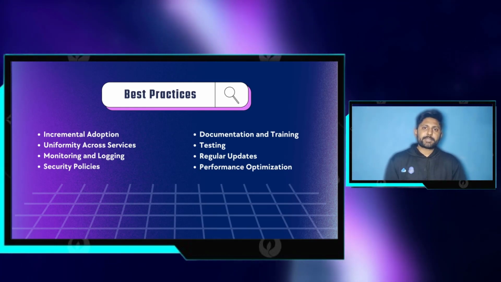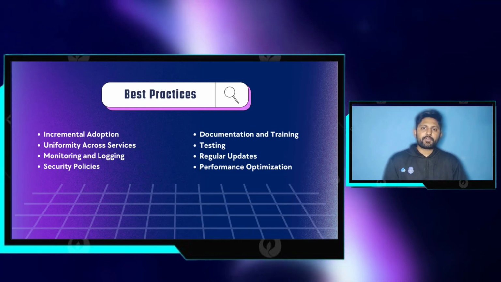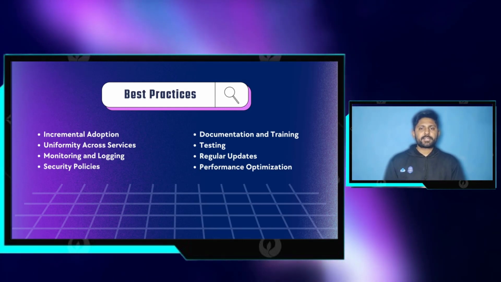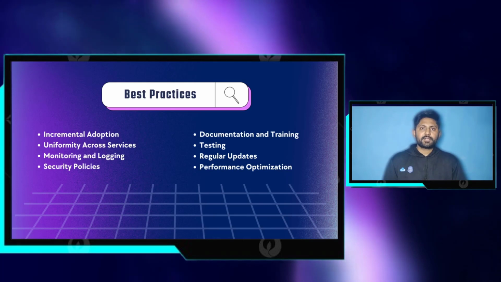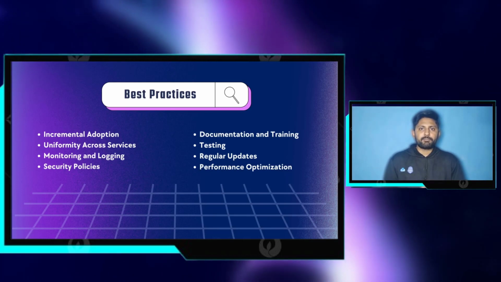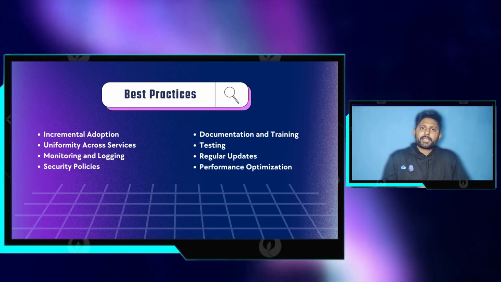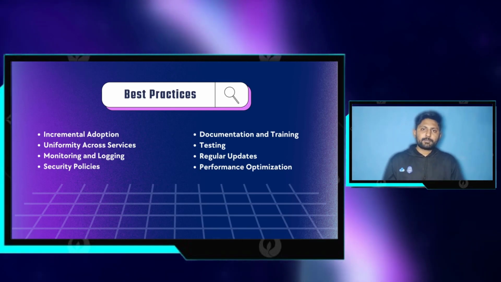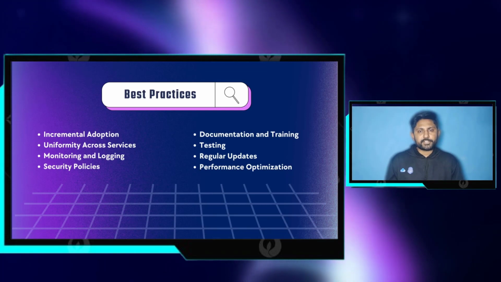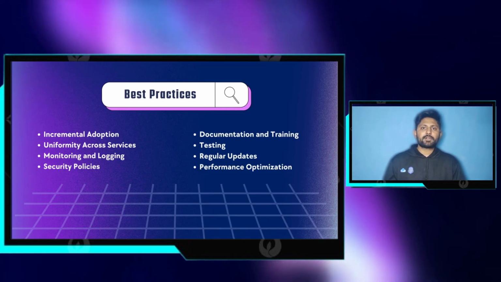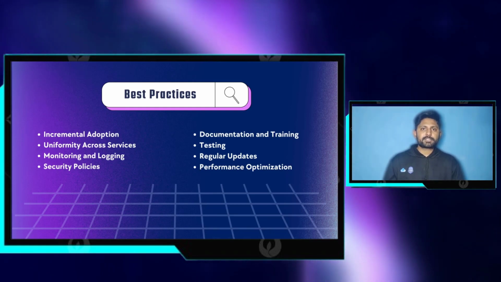The second best practice is to ensure uniformity across all the services. You have to ensure consistent configuration and policies across all the services on a platform to maintain uniform behavior. The next thing to keep in mind is monitoring and logging. You should leverage the observability features of the service mesh for monitoring, logging, diagnosing issues, and analyzing the overall performance of your system and application.